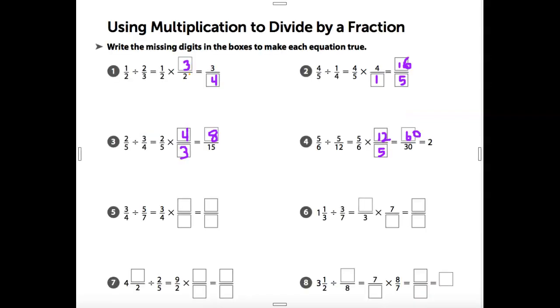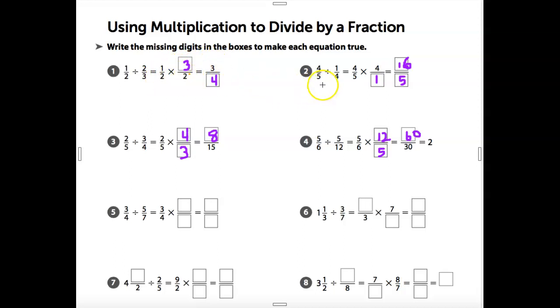All right, page 16 of your assignment should be fairly easy because you guys know how to do this, but I'm going to review it for you. So it says 1/2 divided by 2/3. Remember what we do when we divide fractions. We keep the first fraction, 1/2. We change division to multiplication, and then we flip this fraction. So it becomes 1/2 times 3/2. Then we multiply. 1 times 3 is 3. 2 times 2 is 4.